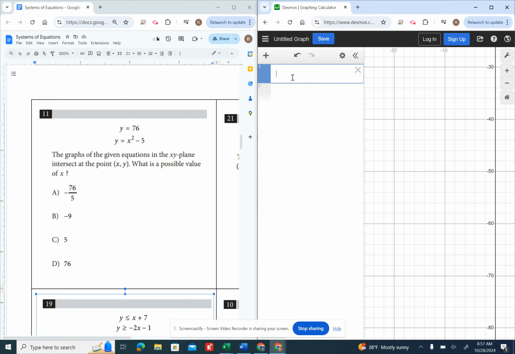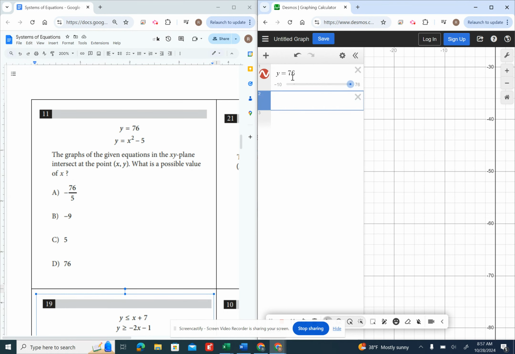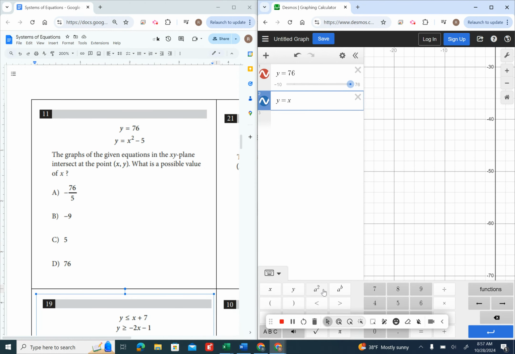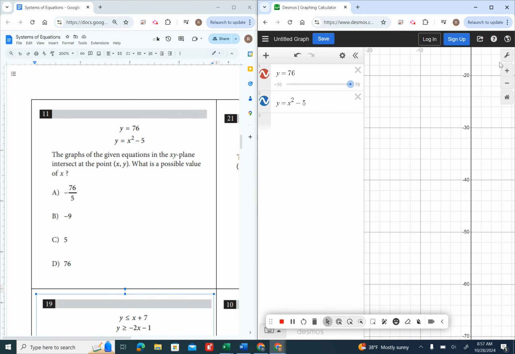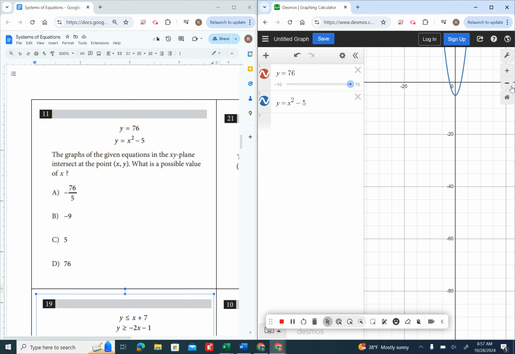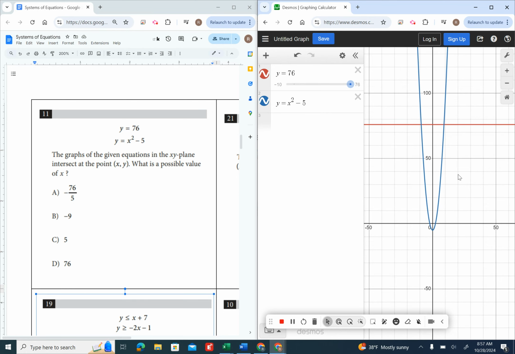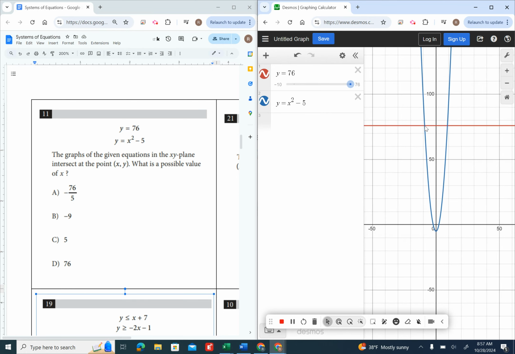So I'm going to just enter these equations into the Desmos calculator as they are written. If you don't know where the squared button is, you can open up the keyboard, make it x squared minus 5. And as you can see, I can't see these graphs on my screen right now, so I need to scroll in order to find them. So I'm going to zoom out. Oh, now I can start seeing them and pull up, right?